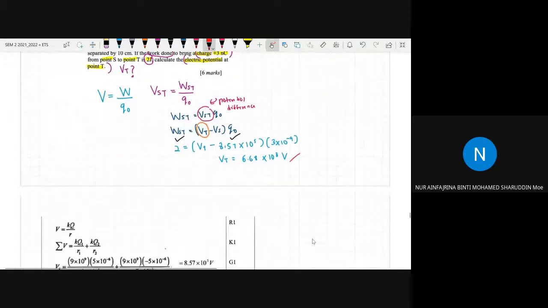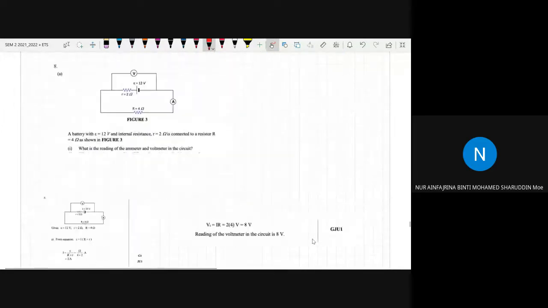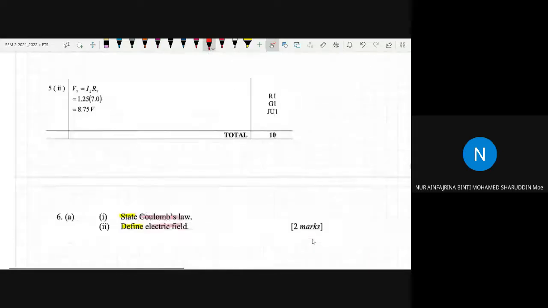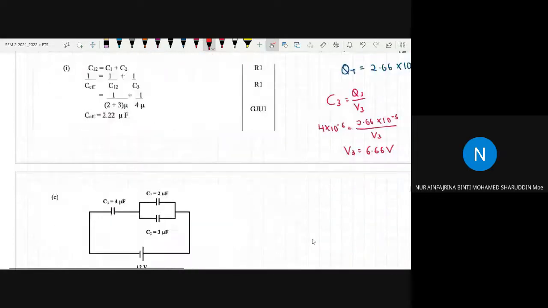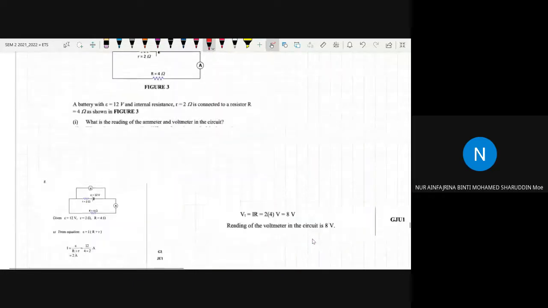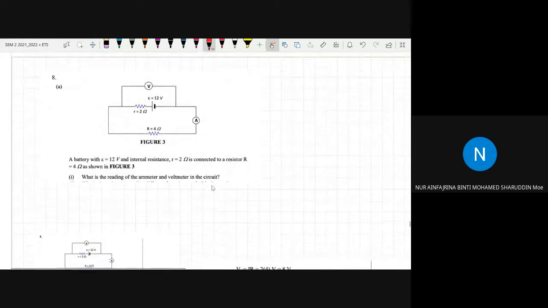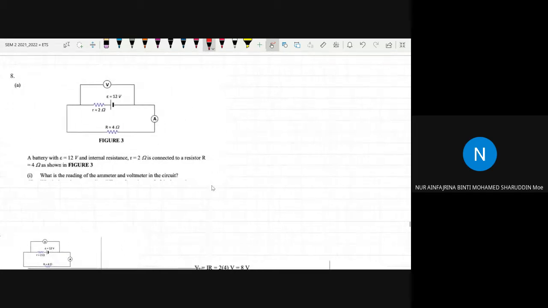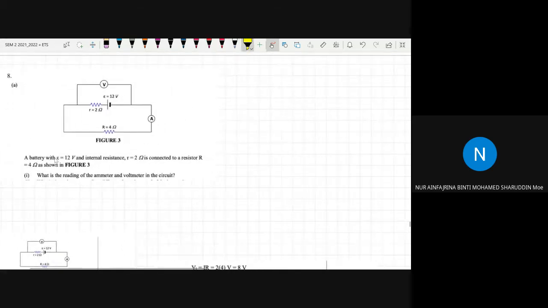Okay, good. So I'll proceed to the next question. Last question for Chinese New Year. So much ampau. 8 question. Okay, so let's see. A battery with EMF 12 volt. Okay, so you have a battery with EMF 12 volt and the internal resistance is 2 ohm. It's connected to resistor 4 ohm. What is the reading of the ammeter and voltmeter in the circuit?